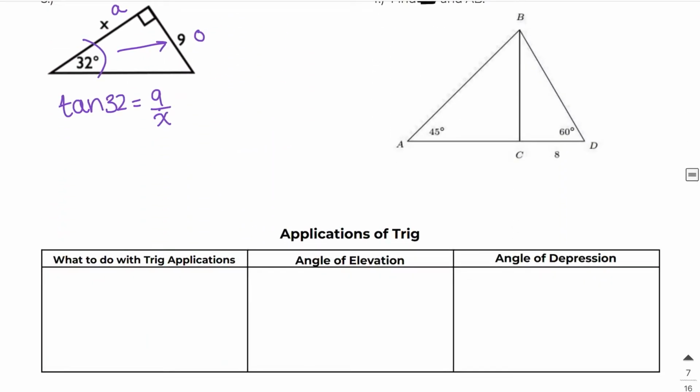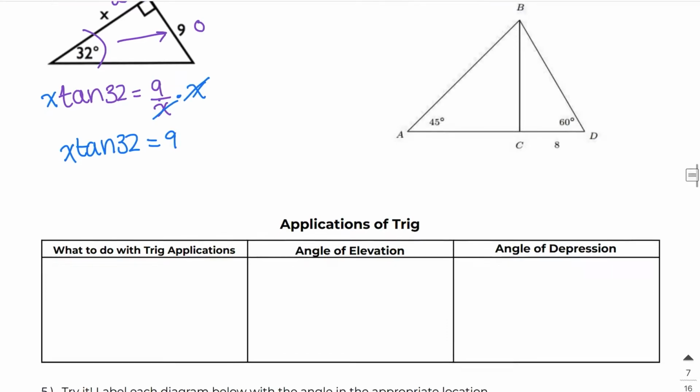I also want to get rid of this x from this denominator here. So that will cancel this x with this x. So I get x tan of 32. So because I get x tan of 32 equals 9, I have not fully isolated this x yet. So now what I need to do is get rid of this tan of 32. And because this is multiplication, the opposite of multiplication is division.